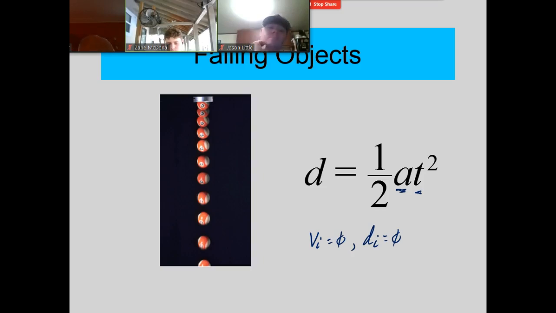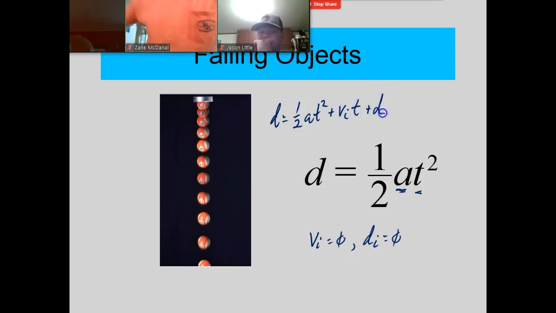Now I'm going to give you the formula in case they're not. D is equal to 1/2 A T squared plus VI T plus DI, where DI is the initial displacement, VI is the initial velocity. Your A is your constant acceleration. Again, we're talking about uniform acceleration. Okay.